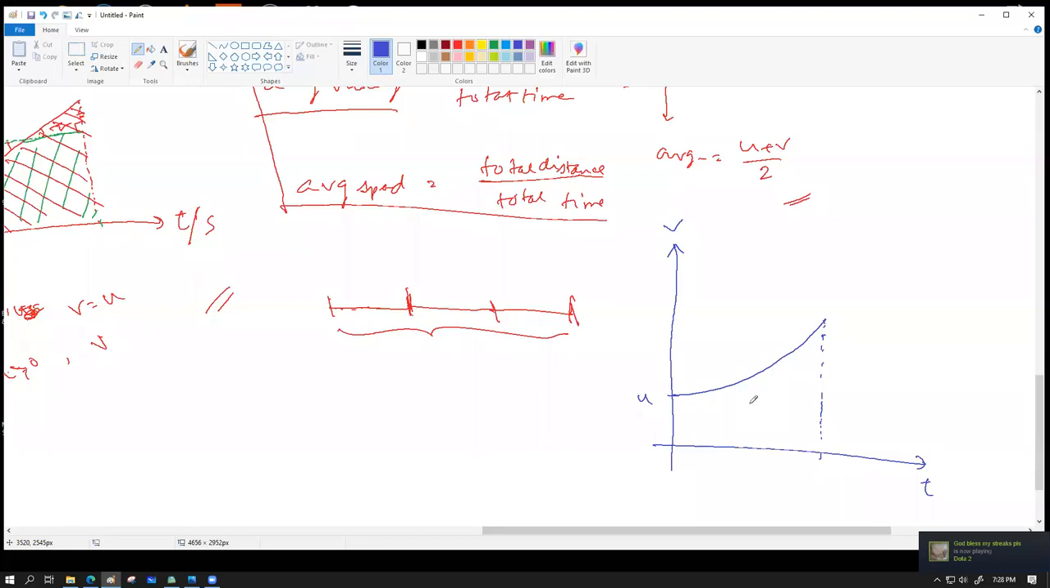Now, if I just plot this up right over here, I don't want to draw a dotted line over here because I don't want to confuse you. Let's say this is the final velocity. Now, my question is, for this case, can we write average velocity equals u plus v divided by 2? Can we do this?